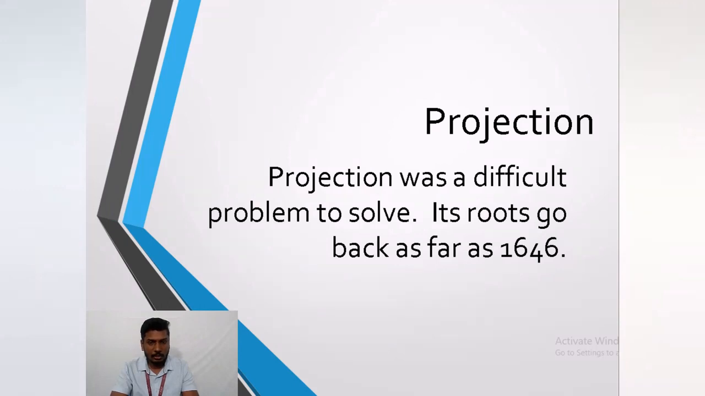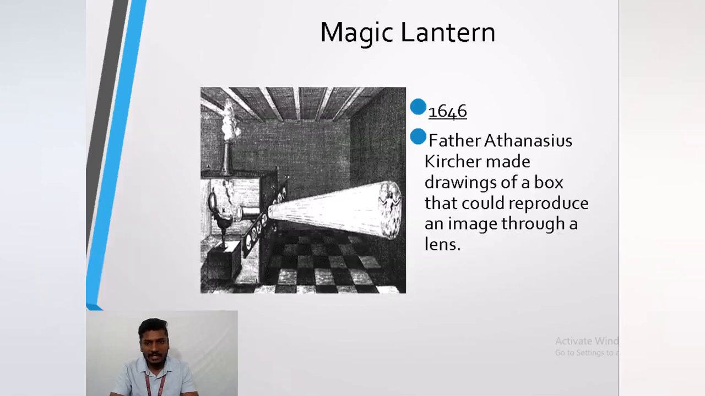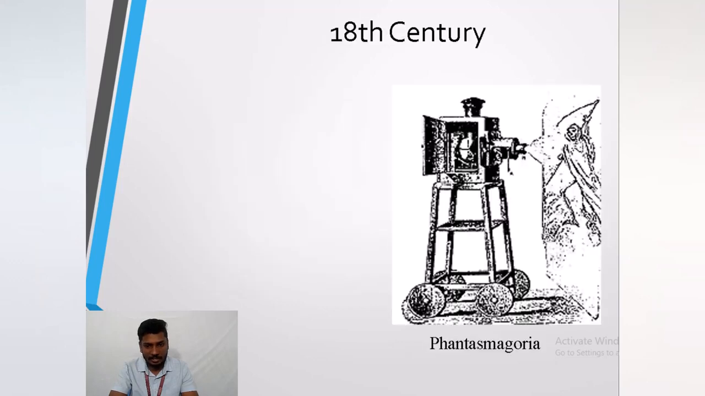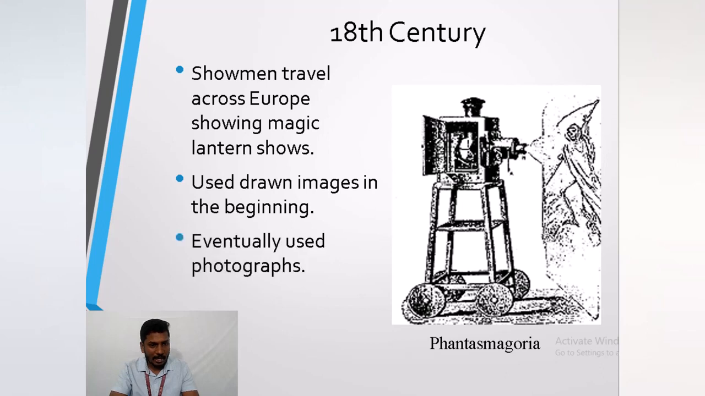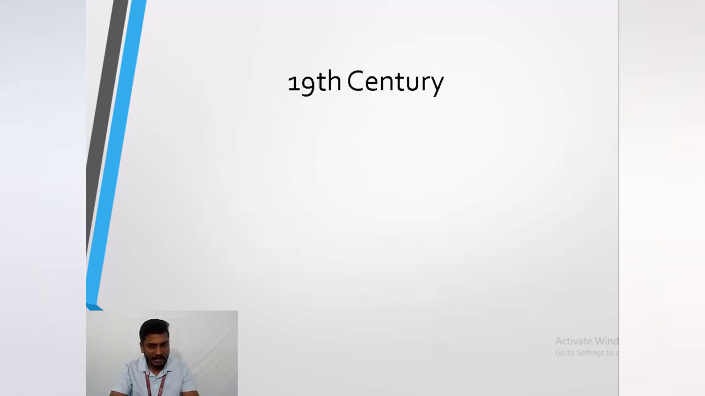Projection was a difficult problem to solve. Its roots go back as far as 1646. Magic Lantern: Father Athanasius Kircher made drawings of a box that could reproduce images through a lens, the ancestor of the present-day slide projector. In the 18th century, showmen traveled across Europe showing magic lantern shows. They used drawn images in the beginning, and eventually photographs in the 19th century.